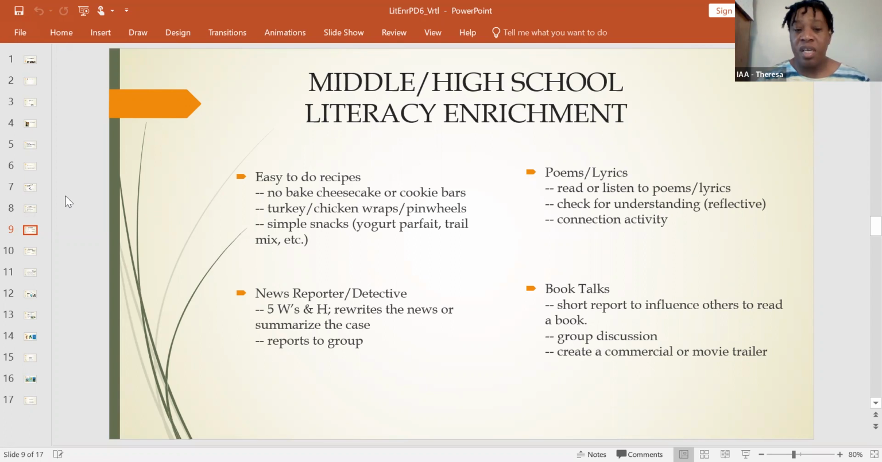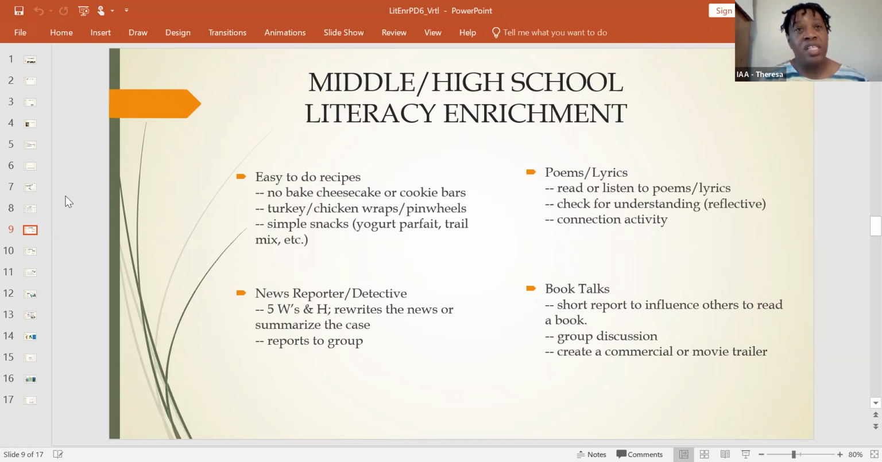So one of them is easy to do recipes. No-bake cheesecake or cookie bars do not require you to use any type of microwave or oven. You can teach them how to do turkey chicken wraps or pinwheels. And then there are simple snacks. Everybody loves yogurt parfait or trail mix.